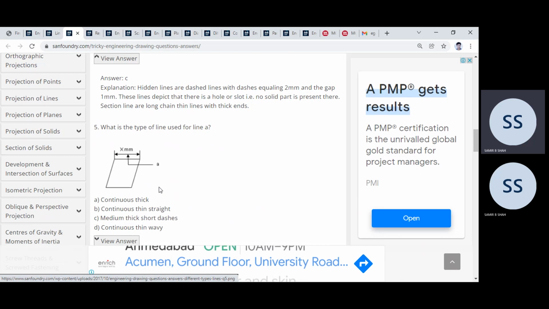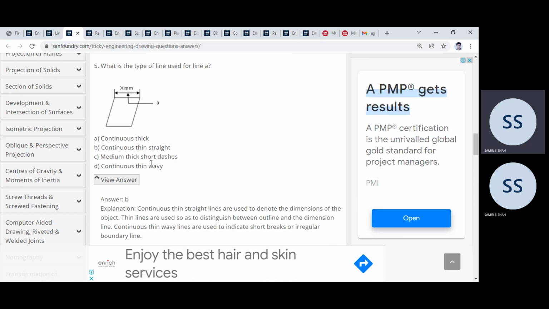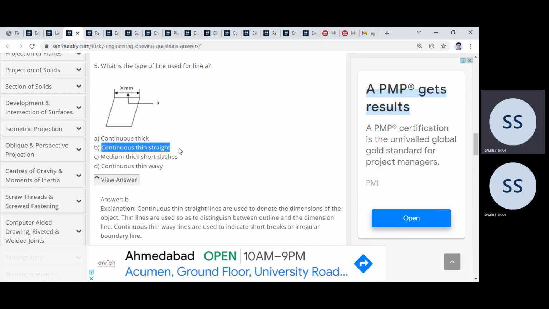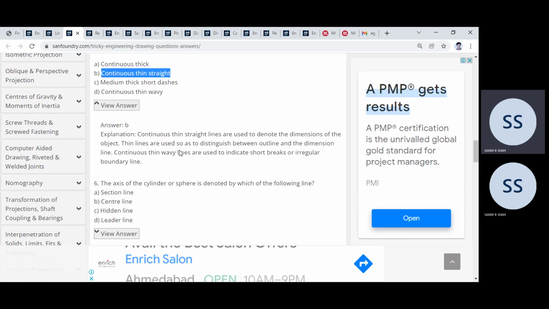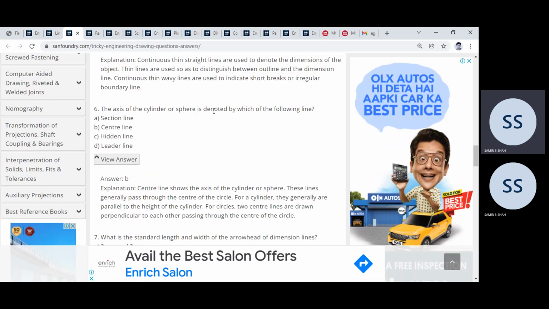What is the type of line used for line A? यहाँ पे जो लाइन यूज हो रही है वो किस टाइप की लाइन है? It is a continuous thin straight line. The axis of the cylinder or the sphere is denoted by which of the following lines?